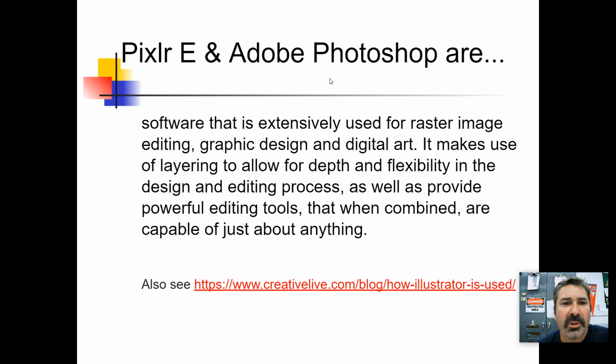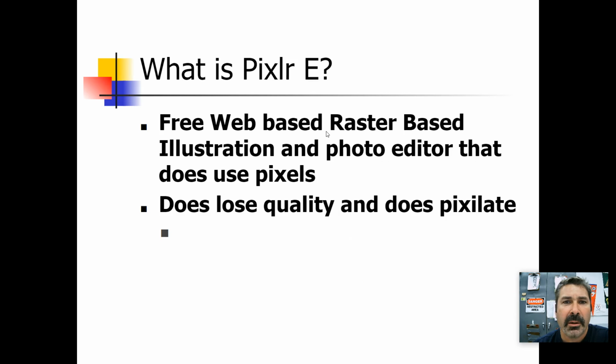Pixlr E and Adobe Photoshop are raster-based software. That basically means that you take a picture that's built out of pixels and you can edit it and manipulate it. Okay, what's Pixlr E? It's web-based. It's browser-based, and it's free. And so because it's browser-based, it means you can use it on a PC, laptop, or even your Chromebook. It uses pixels, and you can lose quality, which can be bad. Okay, so we'll talk more about the losing quality when we do it in Photoshop, but we'll talk about it a little bit in this.